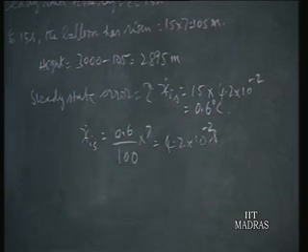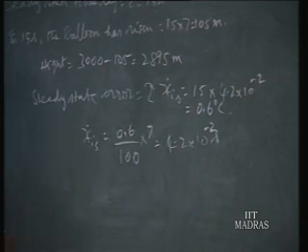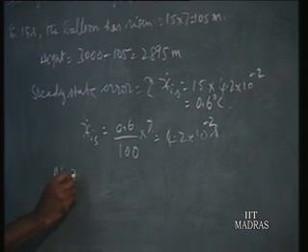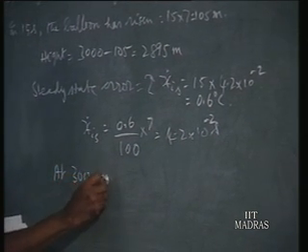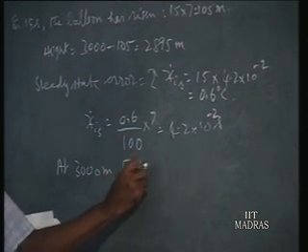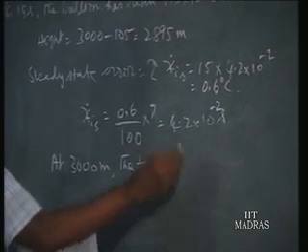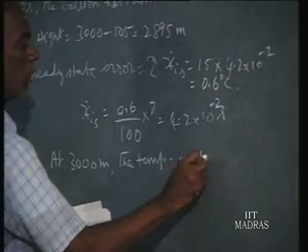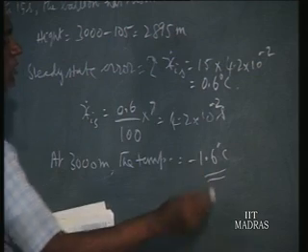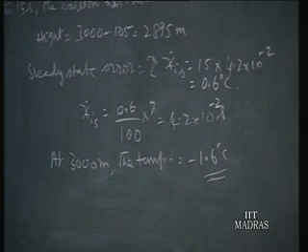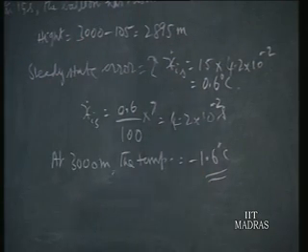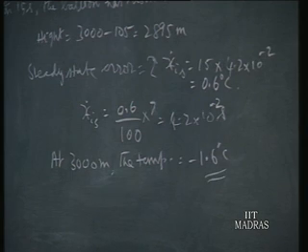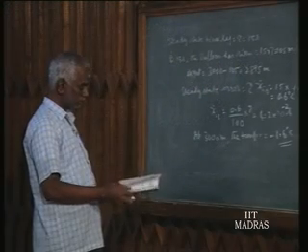As the balloon rises, we have the lower temperature. So at 3000 meter, the temperature is lower by this much, which is equal to minus 1.6 degrees centigrade. This is the temperature at 3000 meter, but it will be shown after 15 seconds. This is the way the ramp system functions. So this is problem 1.